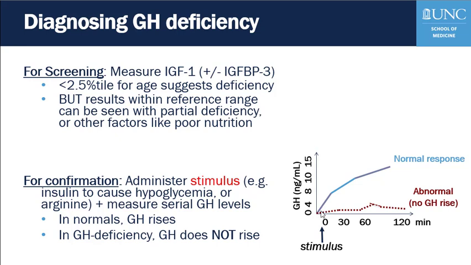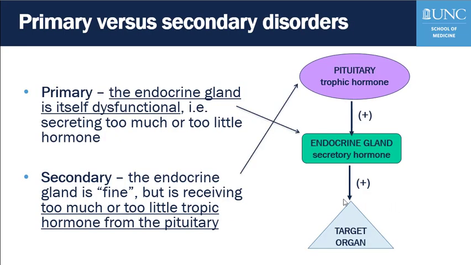But in an abnormal response, no matter what the stimulus, whether it's hypoglycemia induced by insulin or giving a peptide called arginine, the growth hormone will not rise. That's this red line, and it represents a patient with growth hormone deficiency.